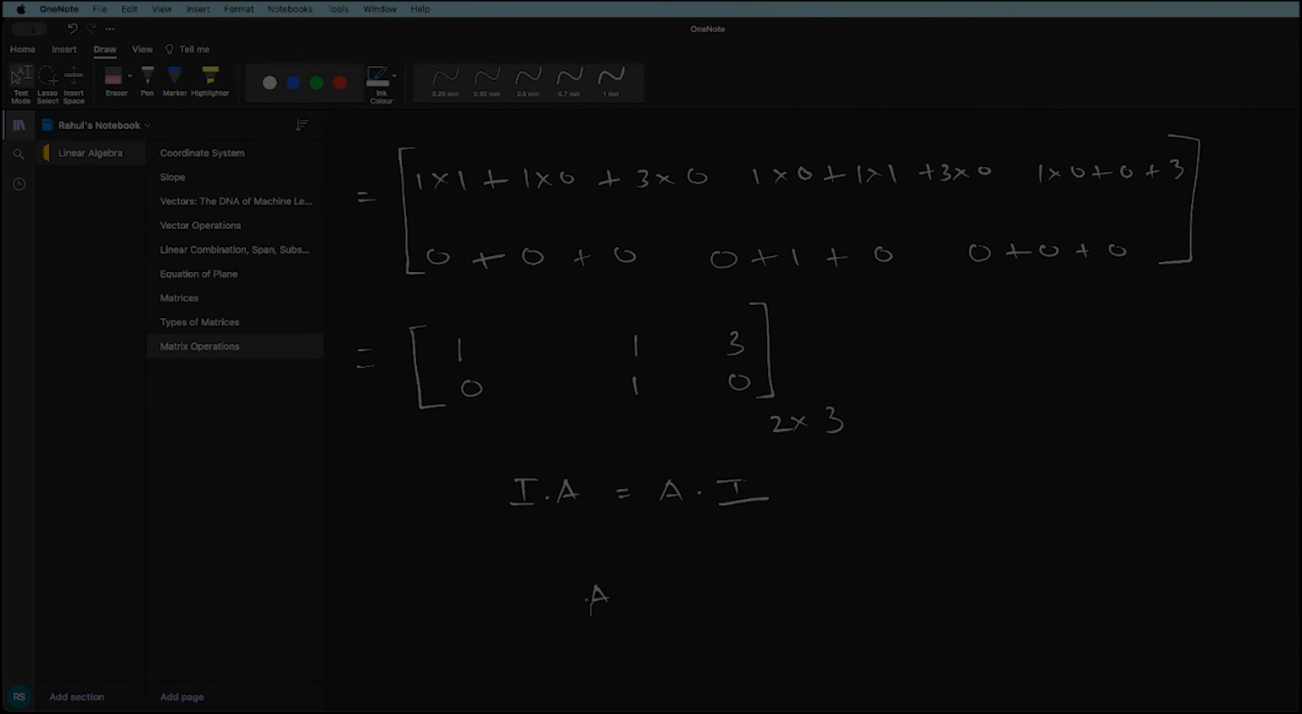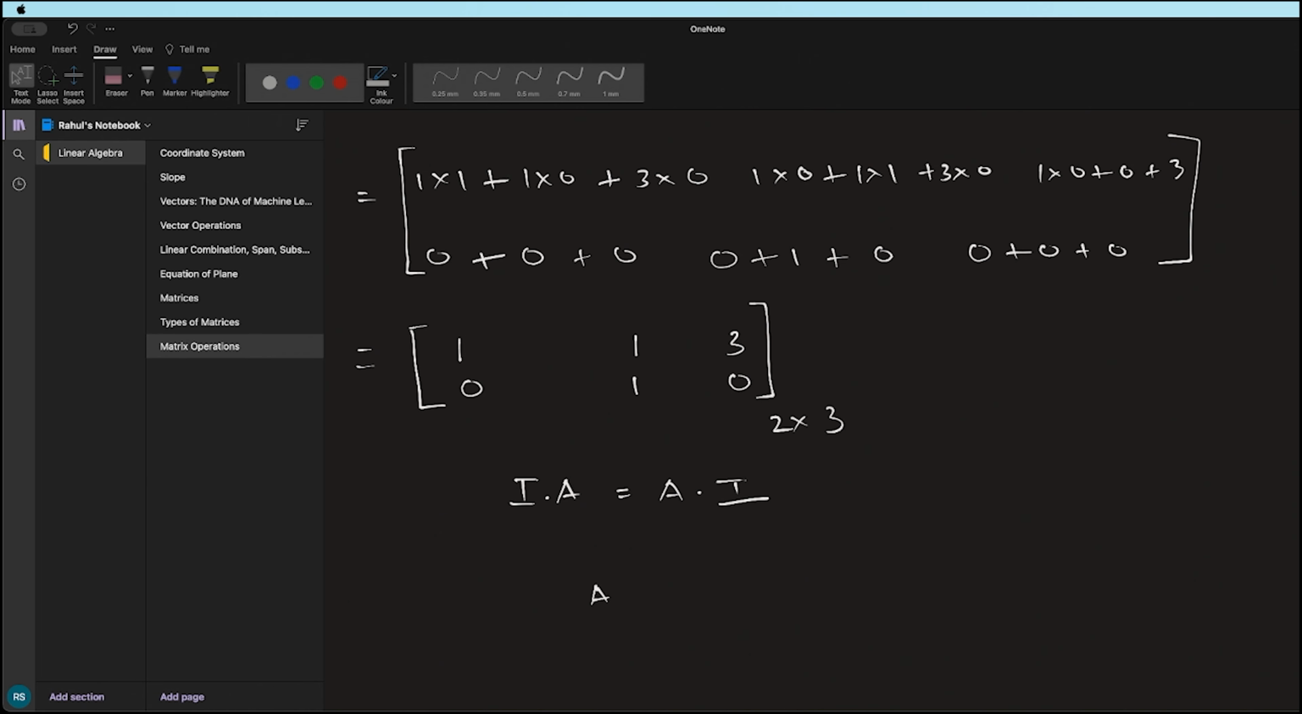And that's how matrix addition, subtraction, and multiplication work, the building blocks behind almost every machine learning and deep learning algorithm.